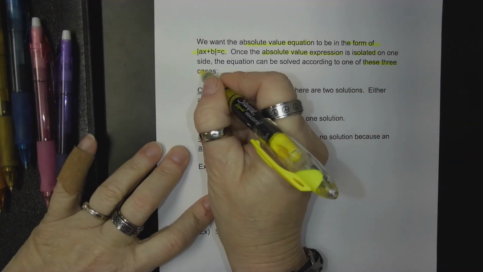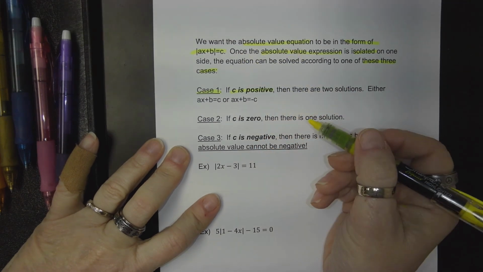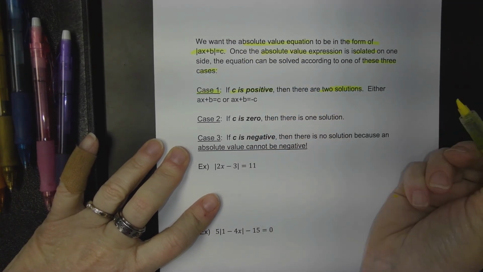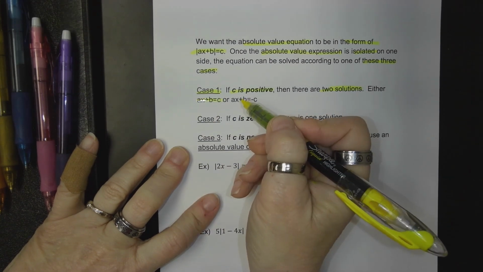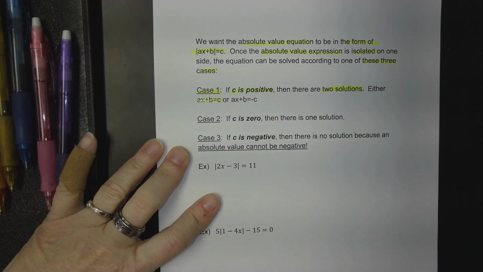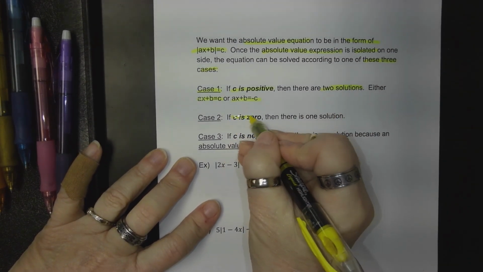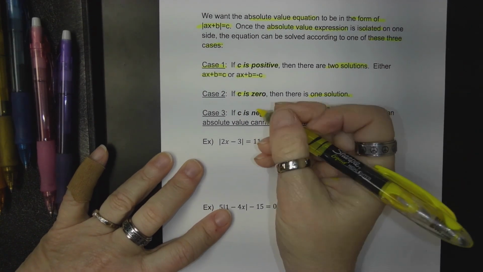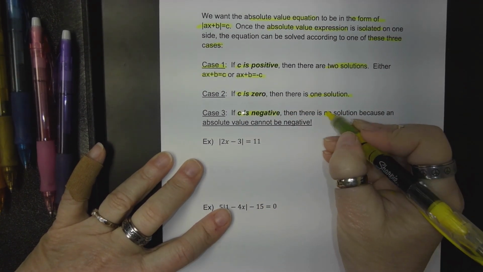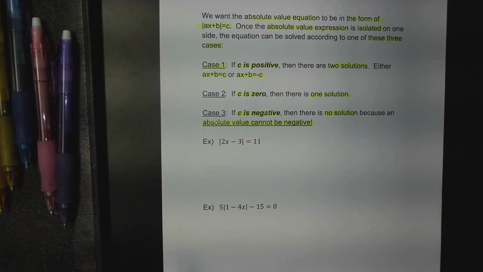So there's three cases. Case 1, if C, that means the constant, is positive, there are two solutions. So we drop the bars and we have ax plus b equals C, and we drop the bars and we have ax plus b equals negative C, okay? And that's how we get the two solutions. Case 2, C equals 0, then there'll be one solution. And case 3, if C is negative, then there is no solution, and that is because absolute value can never be negative. All right?